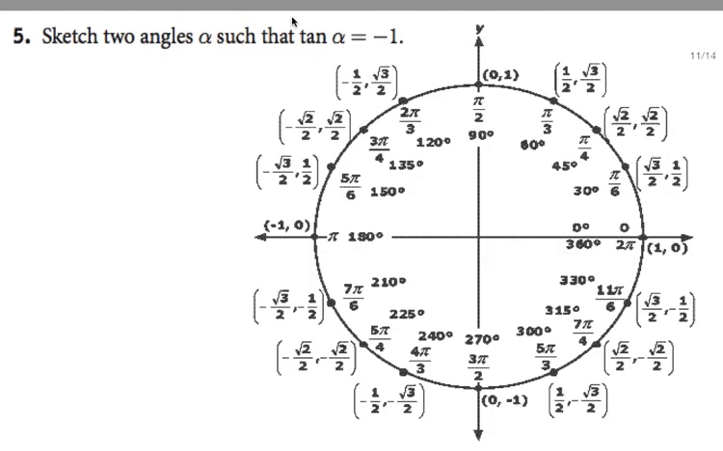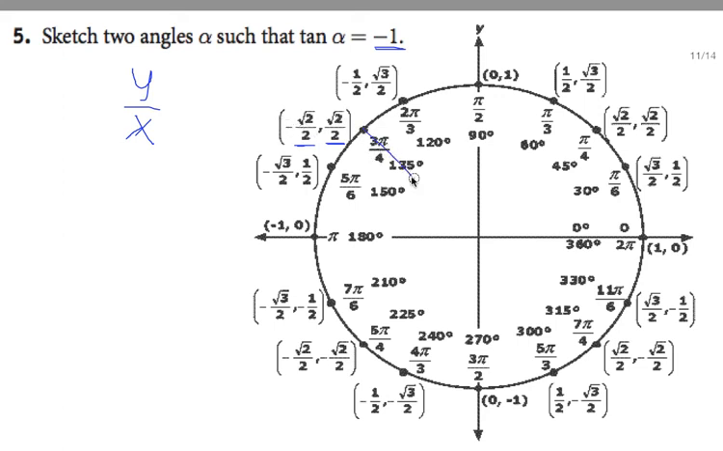All right, next question. Sketch two angles alpha such that tangent alpha equals -1. Now, for this, you need to remember that the tangent ratio is your y over x, okay, and we want to have our answer to be -1, so I need either y or x to be negative, but I need the numbers to be exactly the same. If you look on your trig table, or excuse me, not the trig table, but the unit circle, you can see that you have x's and y's here and here that are the same, and one is negative, one's positive.